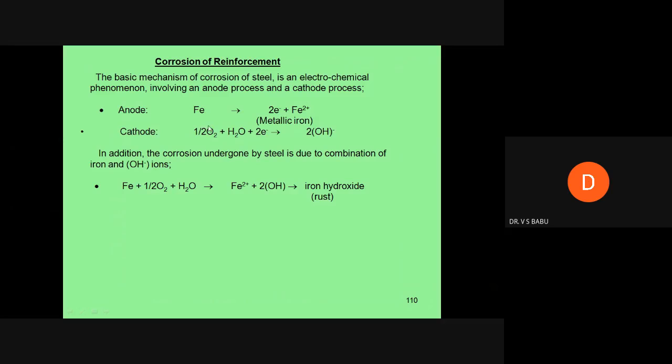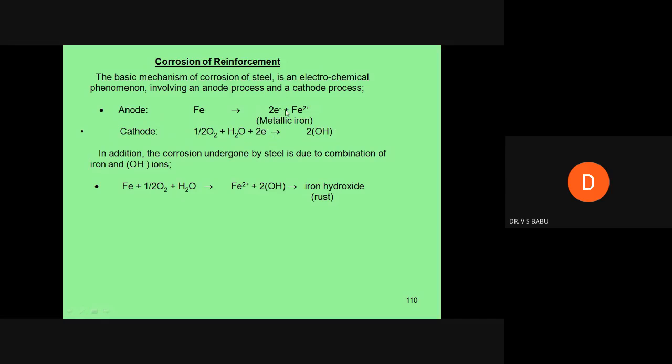Corrosion के लिए anodic reaction and cathodic reaction. Iron means ferrous. Ferrous material is called the iron material. So ferrous is divided into, that means metallic iron is divided into 2e minus plus Fe2 plus ions. That means in the anode, the ferrous is divided into e minus ions and Fe2 plus ions. Next, at the cathodic reaction, that means 1/2 O2 plus water, and they are reacted with these e minus ions.